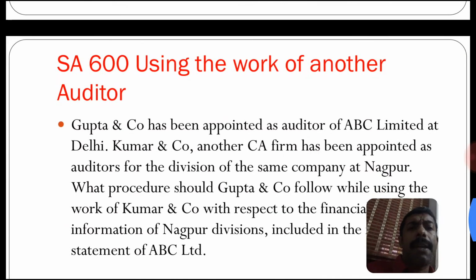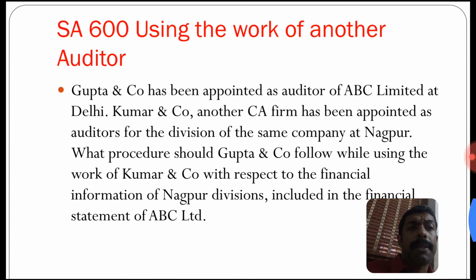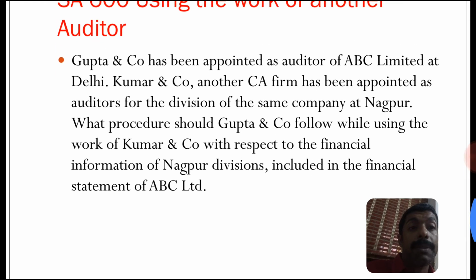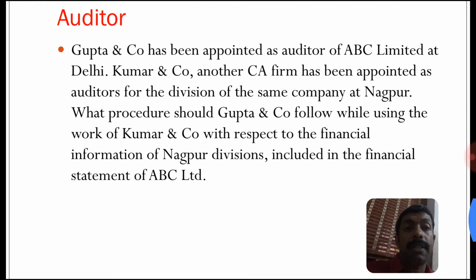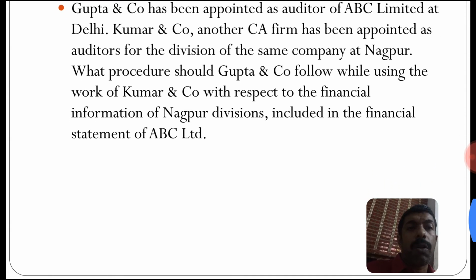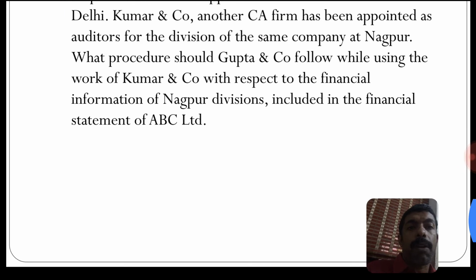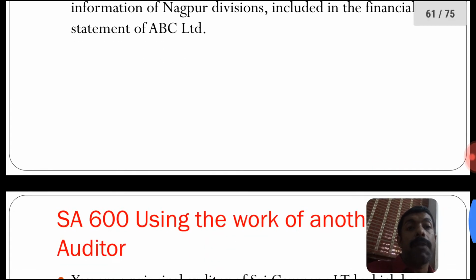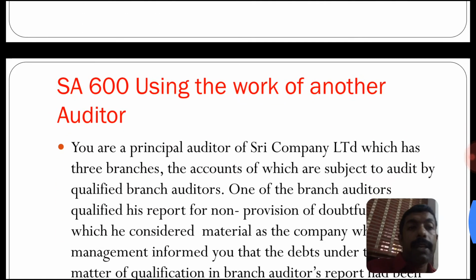Gupta and Company has been appointed as an auditor of ABC Limited at Delhi. Kumar and Company, another CA firm, has been appointed as auditor for the division of the company at Nagpur. What procedures should Gupta and Company follow while using the work of Kumar and Company with respect to the financial information of Nagpur division, which is included in the statement of ABC Limited? Using the work of another auditor, continued.